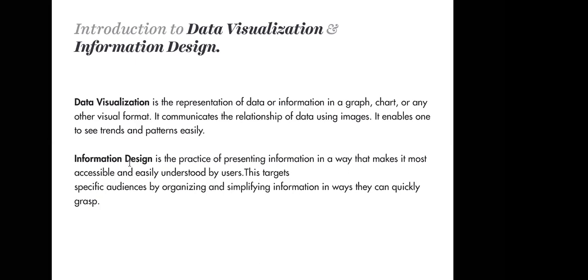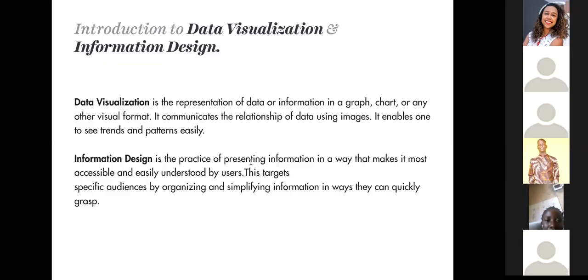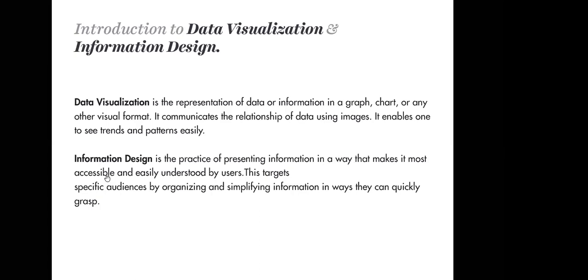And for information design, on the other hand, it is the practice of presenting information in a way that makes it most accessible and easily understood by the users. It's basically a conclusion of a certain data set that has been analyzed already, and you have all this information. You have this conclusion already drawn, you have this picture of what you want to communicate to the audience, and then you design it in line with your target audience.